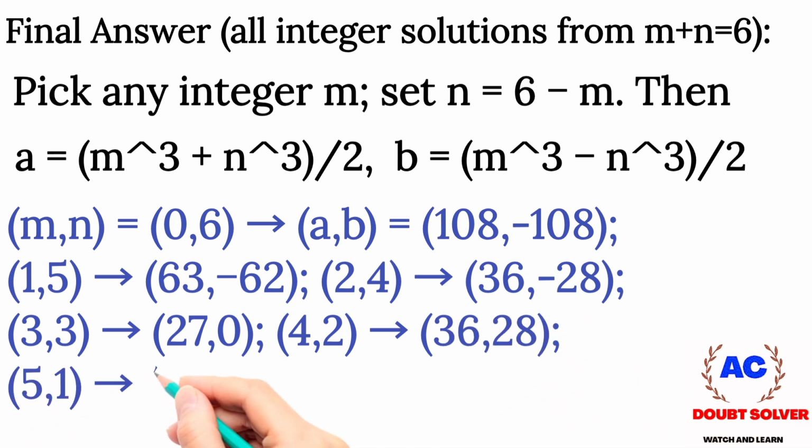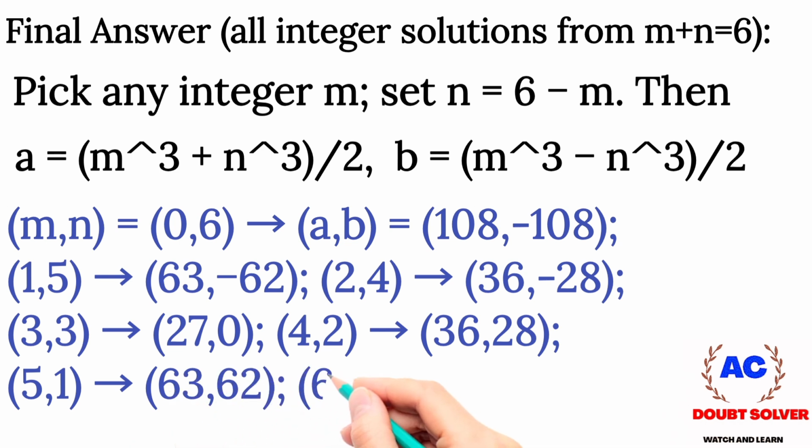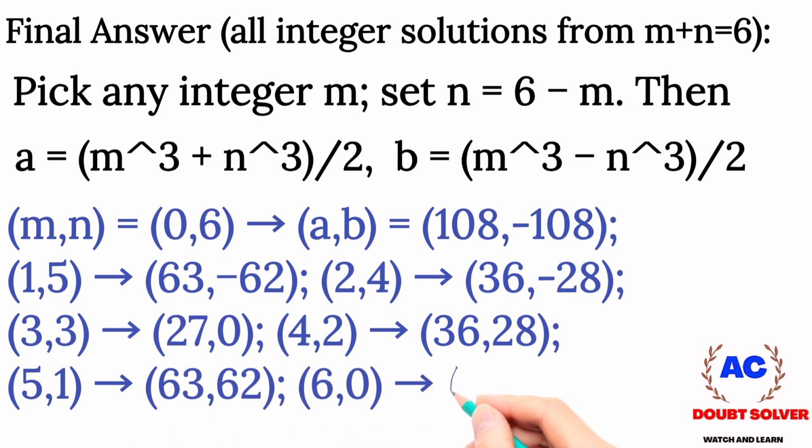For the value of m is equal to 5 and n is equal to 1, we get the value of a and b are 63, 62. And for the value of m is equal to 6 and n is equal to 0, we get the value of a and b are 108, and b also 108.